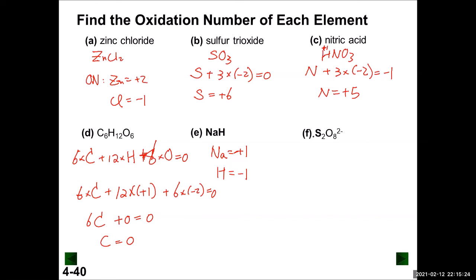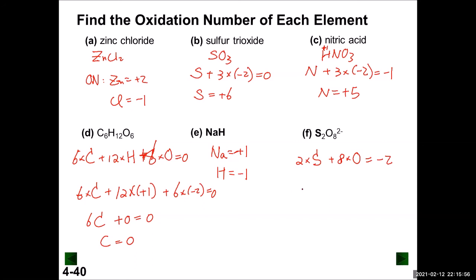And the last formula, this is what we call the persulfate. Okay, this is actually the persulfate ion. And so we follow the rule according to a previous slide. The sum of the ON numbers should equal 2 minus. And then we have 2 sulfur and 8 oxygens. Added together should equal the charge, which is -2.